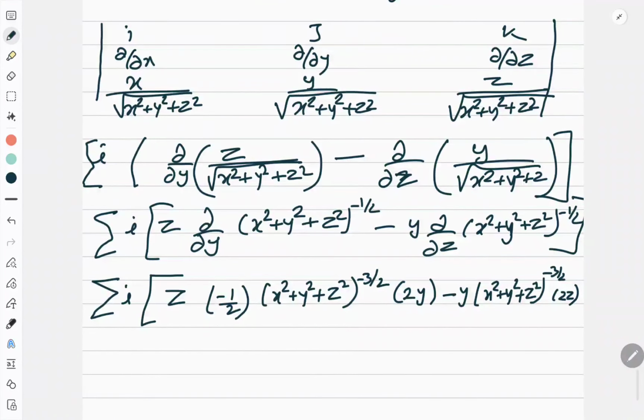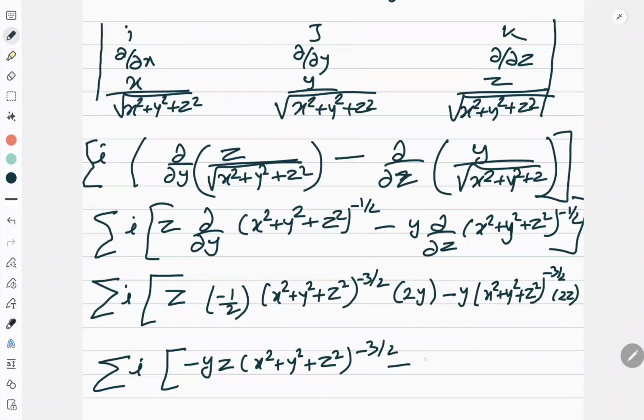Now since this is in the summation, so summation I, and what I'll get here, this 2 and 2 will get cancelled. So minus yz (x square plus y square plus z square) minus 3 by 2 minus, here also 1 by 2 I forgot to write. So this will become plus, minus, right? See here, this minus 1 by 2 will come in front and this will become plus. So plus y by 2 (x square plus y square plus z square) to the power minus 3 by 2 and 2z. So plus yz (x square plus y square plus z square) to the power minus 3 by 2.